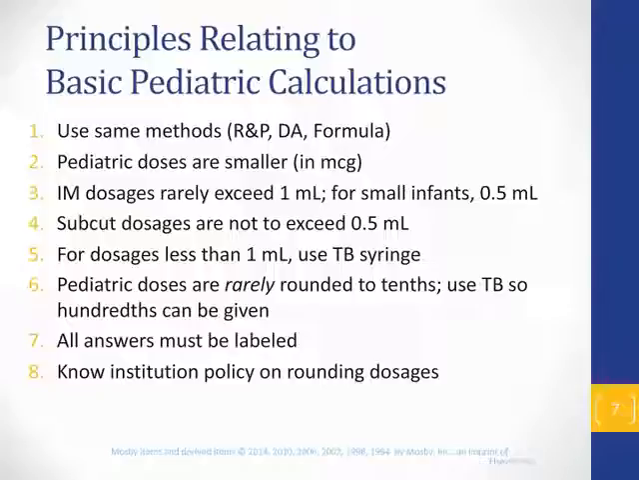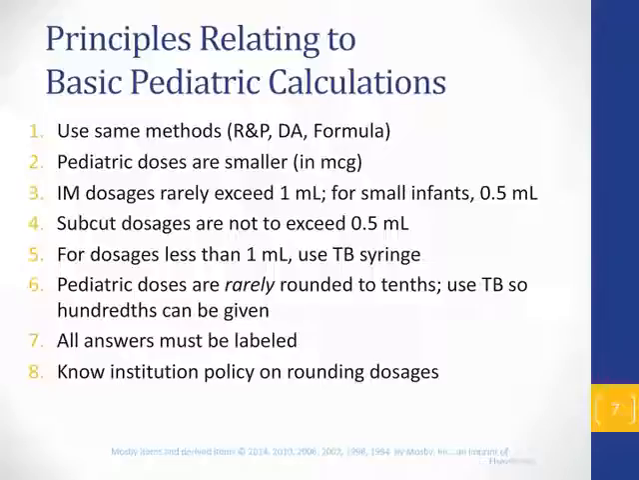IM or intramuscular dosages rarely exceed 1 mL. So if you've done your calculation and it's coming out to a larger quantity than that, you must have made a mistake. Although occasionally maybe it's slightly over that, but again, check your dosage again. For smaller infants, it may be that you cannot give anything more than 0.5 of a milliliter.